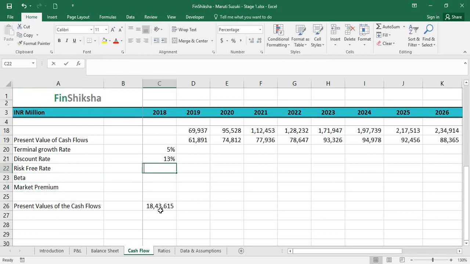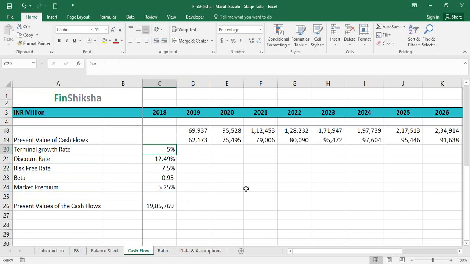So what's my risk-free rate? 7.5%. What's my beta? That's 0.95. Right, I'm going to put 0.95. And what's my market premium? 5.25% exactly to be precise. Let's calculate the number. That's going to be RF plus beta into RM minus RF, which is this. That gives me the number as 12.49%.